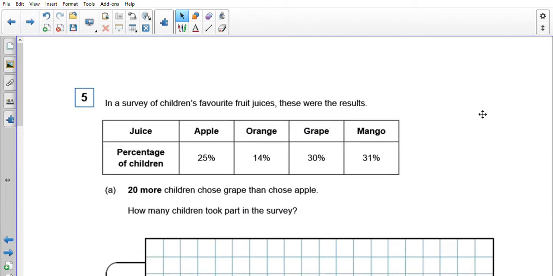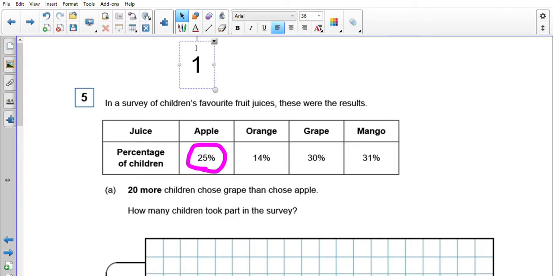Okay, question 5. Survey of children's favourite fruit juices. These are results. Percentage of children. So we're looking a little bit at percentages. You'll see in a sec how this gets into work on angles and degrees. Apple jumps out at me straight away. 25%. I don't know if it's going to be important, but I know straight away that that is a quarter. I know that orange is less than a quarter, grape and mango are both more than a quarter. If I add all of those up, I'm going to get myself to 100%.